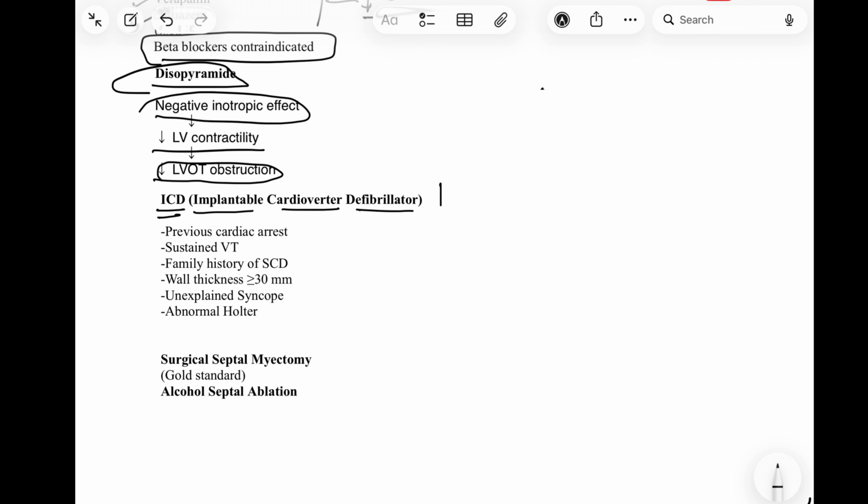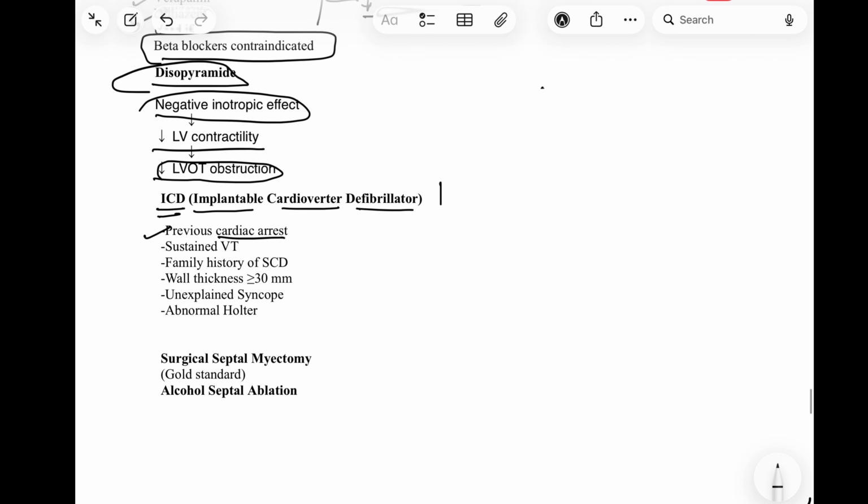So what are the indications for this ICD implantation? The first and most important indication for this ICD is a previous cardiac arrest. So whenever a patient presents to you with a HOCM history and there is a history of cardiac arrest, we must plan an ICD in these patients, right? If the patient is having a sustained VT, then this sustained VT can be converted into VF, which is a life-threatening cardiac arrest rhythm. So in this case as well, we have to put this patient on an ICD.